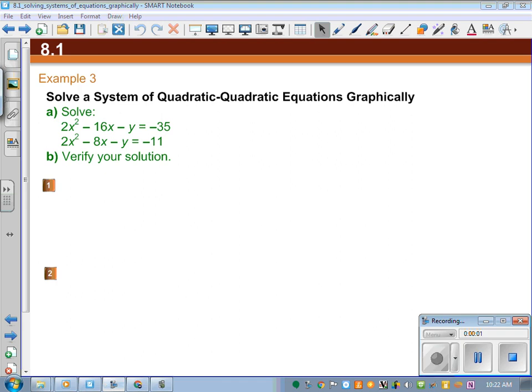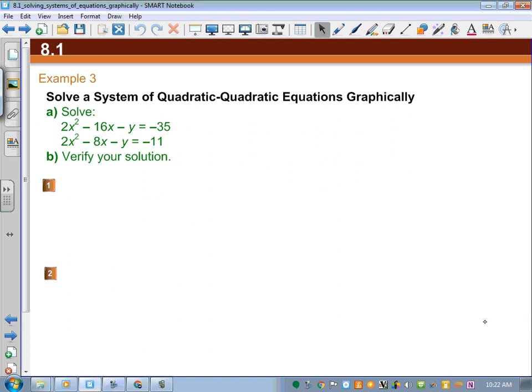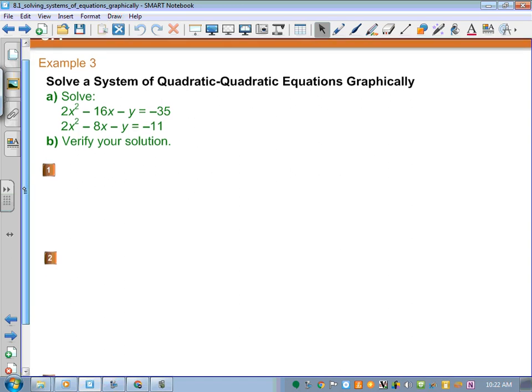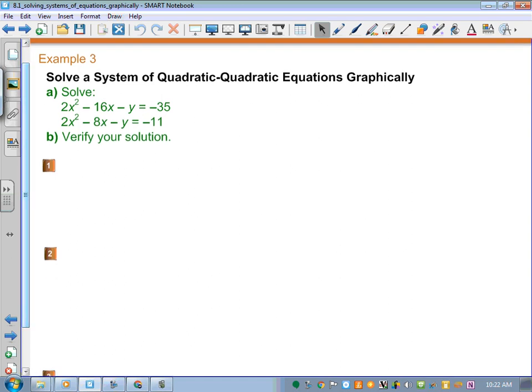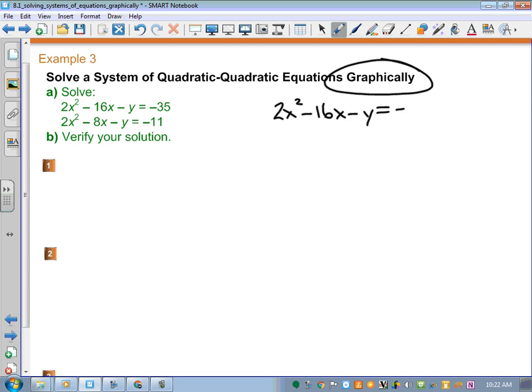All right, welcome to example 3 from 8.1. Just another system. It's got a little bit of an uglier manipulation at the beginning. We are still doing this graphically. We're going to look at algebraically in 8.2. Because we're doing it graphically, we need to manipulate them to get them into a friendlier graphical form. So that really just means we need to isolate y, just like the second example that we did there.